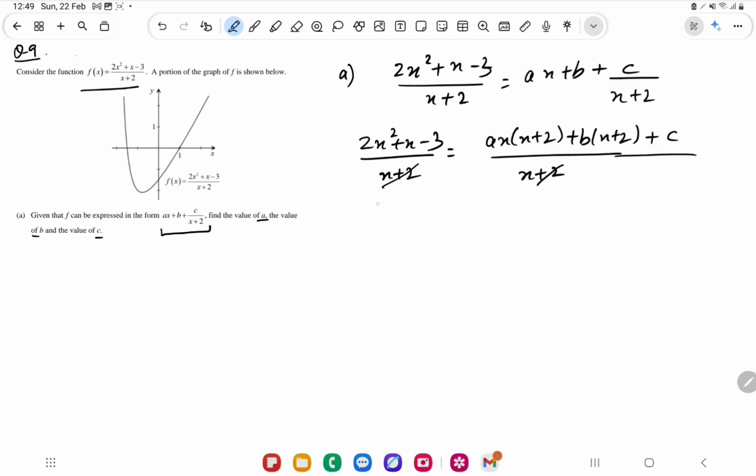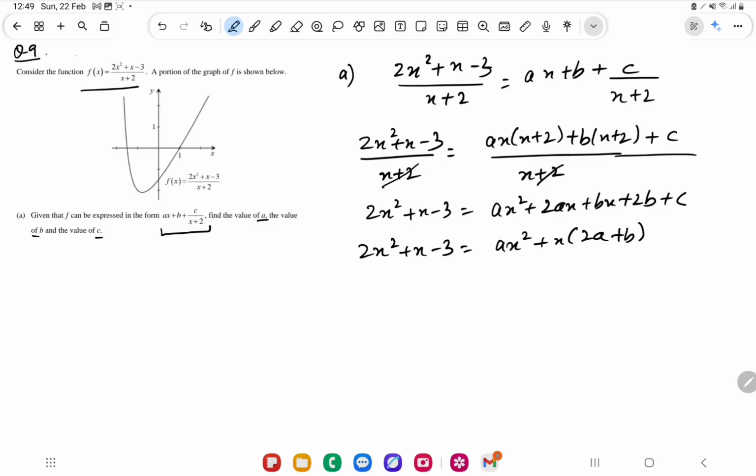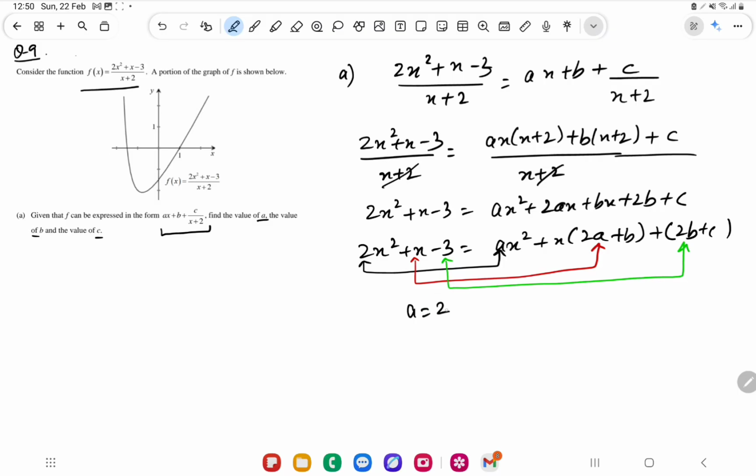Now these two I can cancel. I have to open the right hand side. a x square plus 2ax plus bx plus 2b plus c. Now I will simplify. I can take x common. This will give me 2a plus b and my constant is 2b plus c. Now I can compare, and I can write a as 2 and the x coefficient is 1. So 1 will be equal to 2a plus b, and the constant, which is minus 3, will be equal to 2b plus c. On comparing, I can write a as 2.